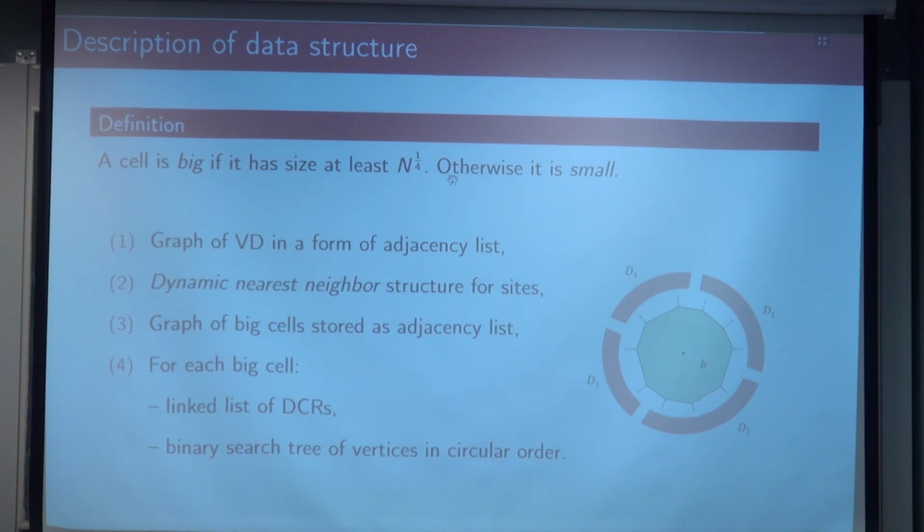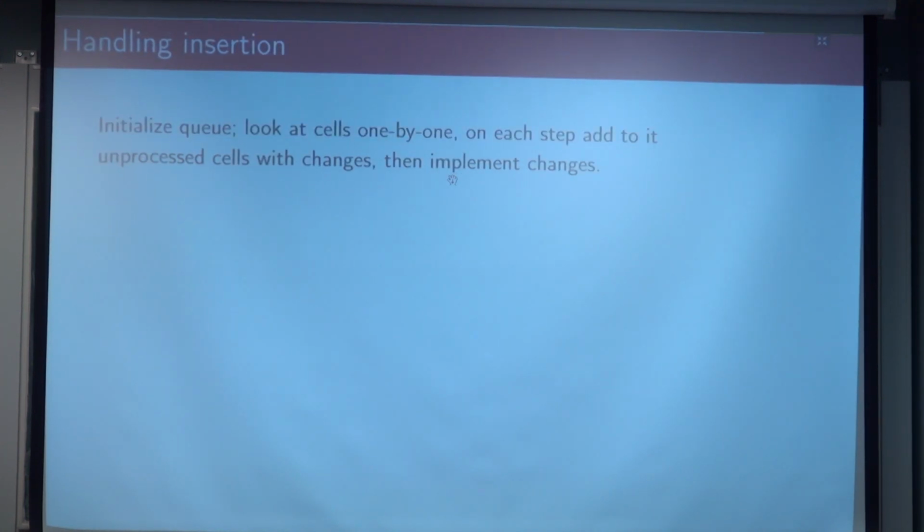And after we have the structure, how do we really handle the insertion? We create a queue. Initially, it contains the cell where the new site falls. It is returned by the dynamic nearest neighbor structure. And we have all big cells. For the queue, we look at cells that are already there, and we add their neighbors that need combinatorial changes. And we know that all the cells we need are connected, so that will give us the full list of the cells that need some changes to be implemented.